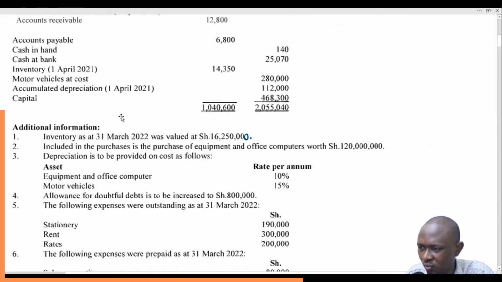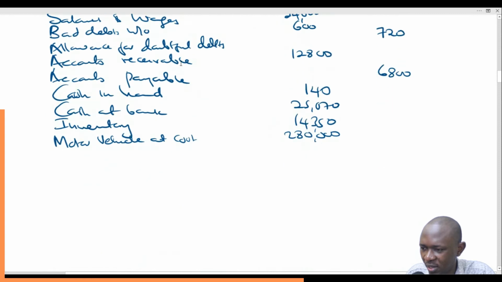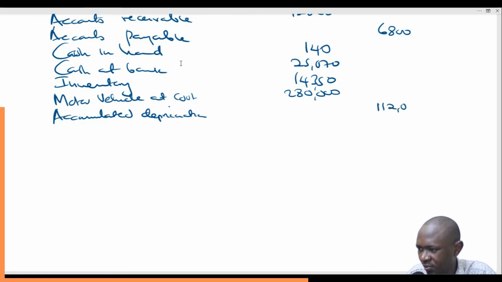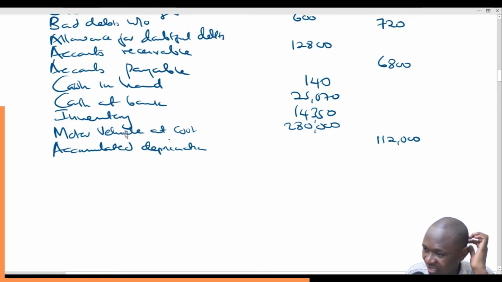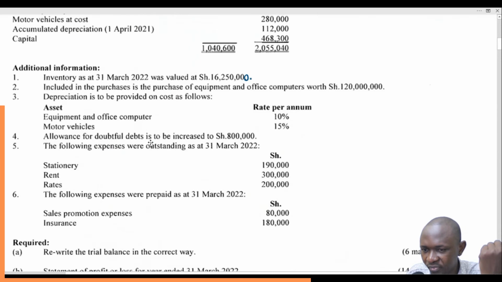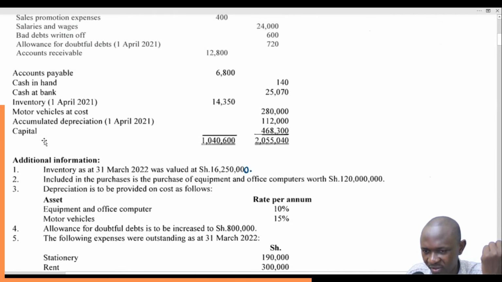Next we have accumulated depreciation, 112,000. Accumulated depreciation is a liability. It reduces our asset level. It reduces the asset in the vehicle. So 112,000 has the impact of reducing the asset in the vehicle, so 112,000 on the credit side.